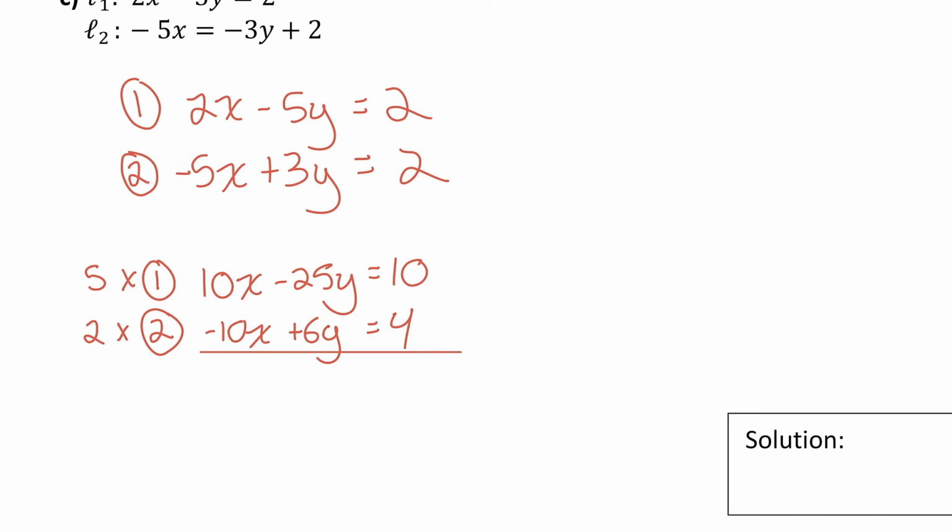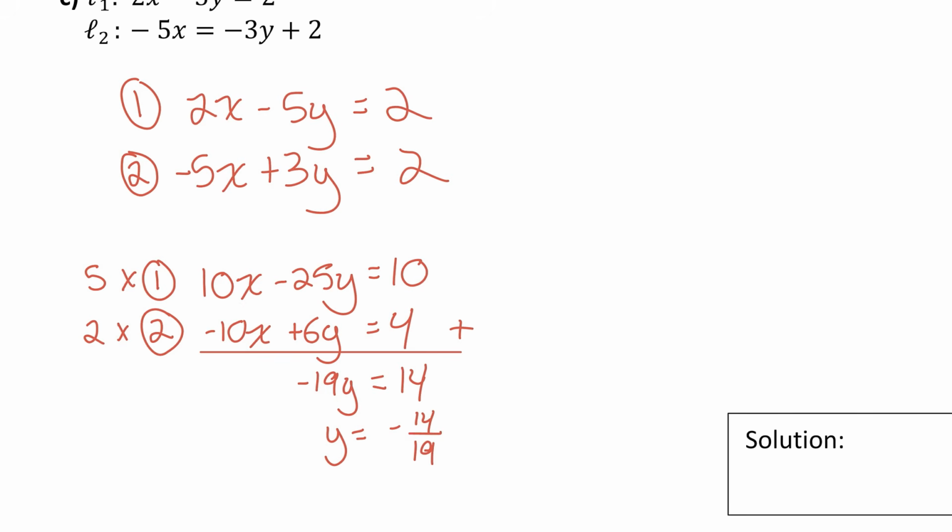Now, because the x's coefficients are opposite signs, I know that adding will eliminate them. 10x plus negative 10x is 0x. When I add the y's, negative 25y plus 6y is negative 19y. And when I add the constants, 10 plus 4 is 14. So my answer for y is going to be negative 14 over 19.